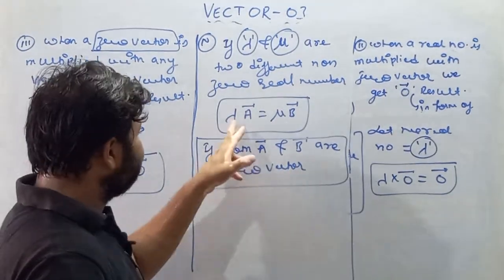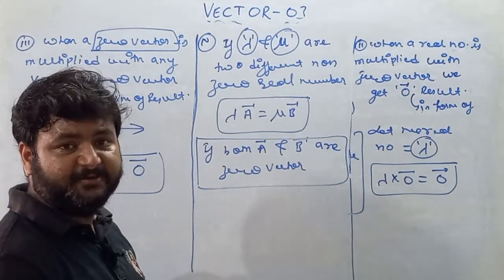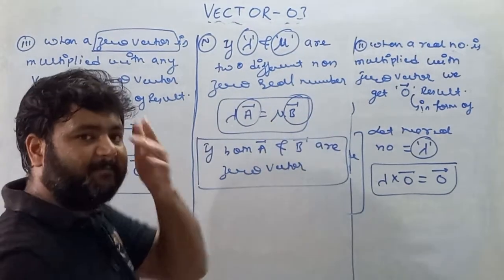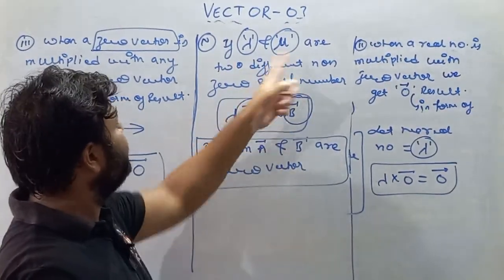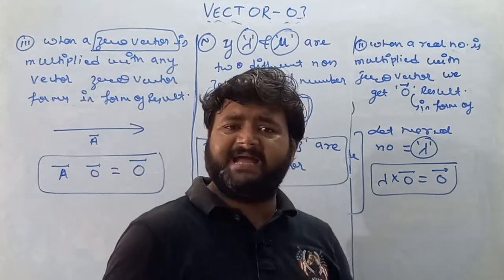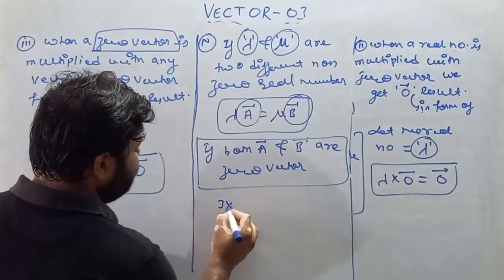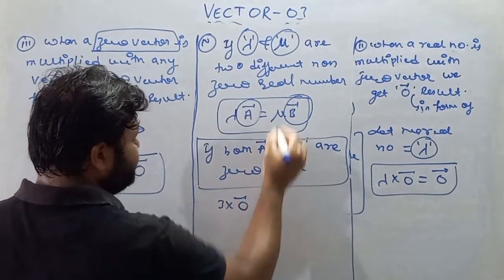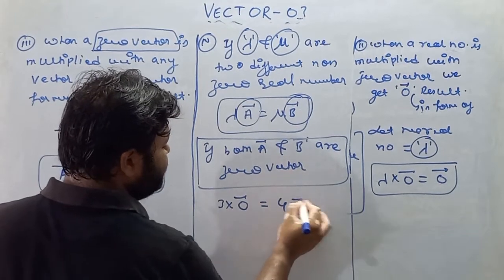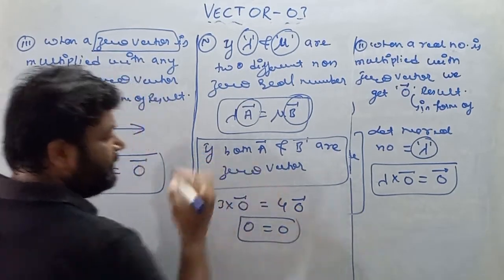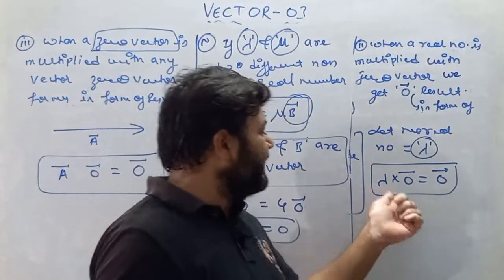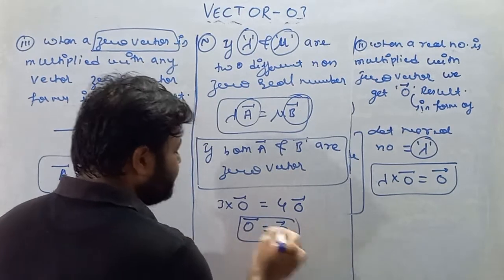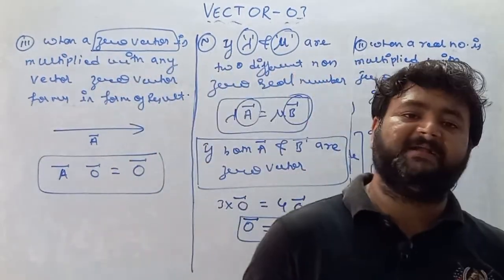So we know that if any real number is multiplied with 0 vector, here a vector is an example of 0 vector and b vector is also an example of 0 vector, and lambda and mu are two different non-zero real numbers. Any real number, let's suppose it is 3 into this a vector, which is 0 vector, so 0 vector is equal to mu, let's suppose 4 into 0 vector. This becomes equal to 0, because if we multiply any real number with 0 vector, in result we'll get 0 vector. So on both sides the answer is 0 vector, so they are equal.